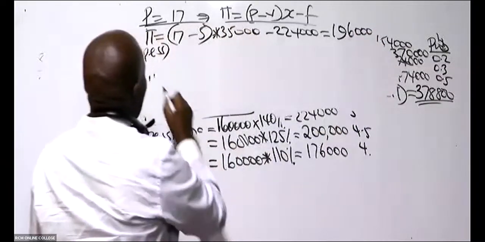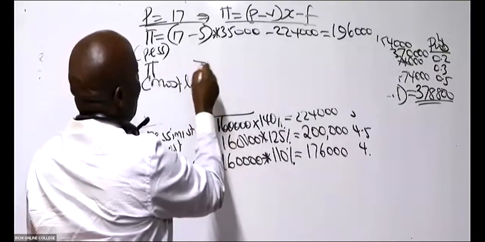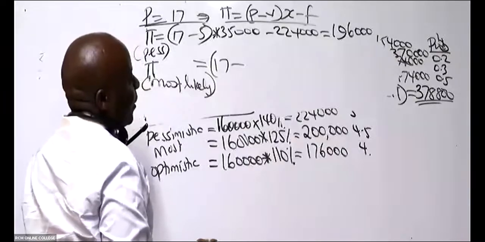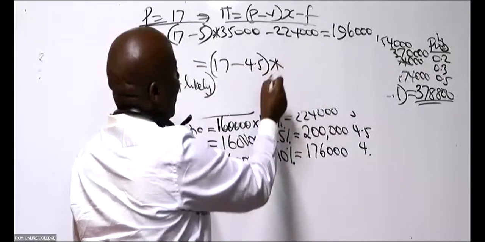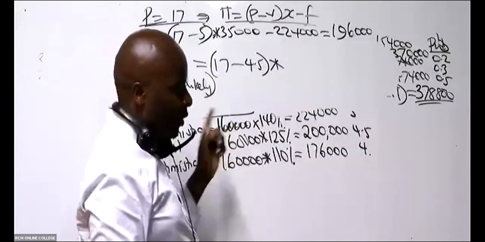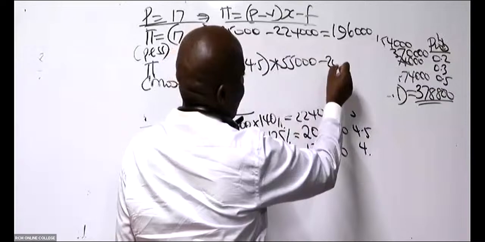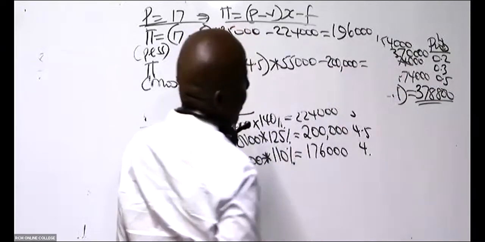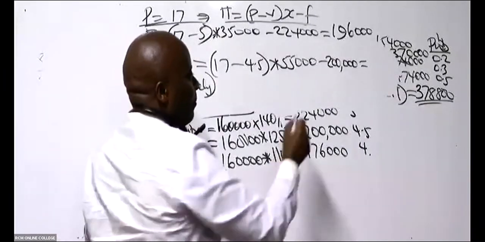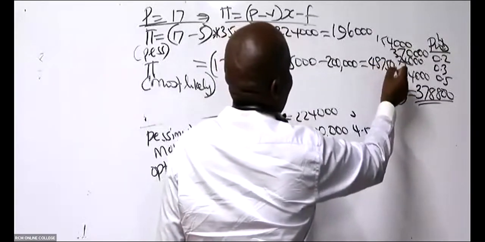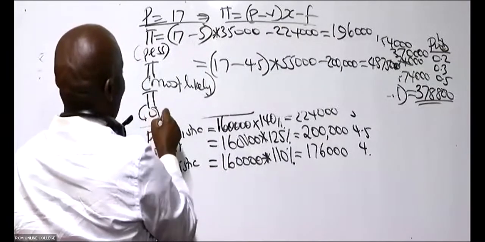And then we go to profit under most likely. So under most likely, of course, we can see the selling price is 17 minus the most likely variable cost, which is 4.5. How about most likely quantity? 55,000. Do we have the most likely fixed cost? 200,000, isn't it? So please go there and deduct and give us a figure. 487,500.